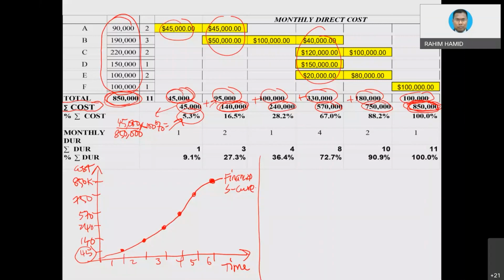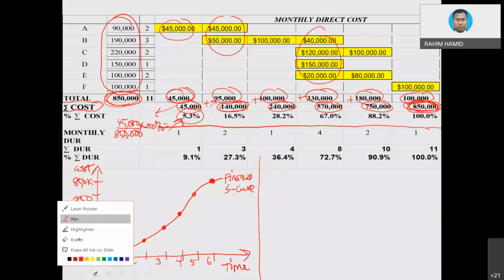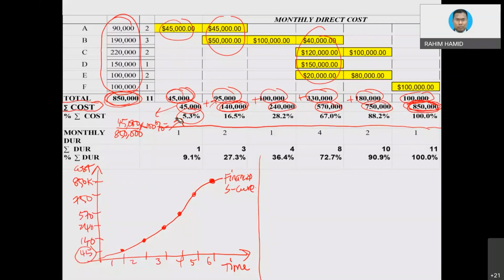Okay, next would be this value. This value that we are going to refer to is basically based on what we call duration of the activity. Let me erase some of the things first. Okay, how do we do that? Okay, look at this, say this is the first month, second month, third month, fourth, fifth, and sixth month. Or even we can put January, February, whatever.